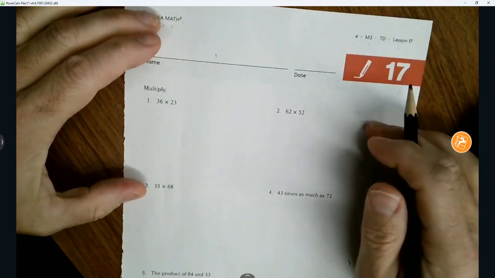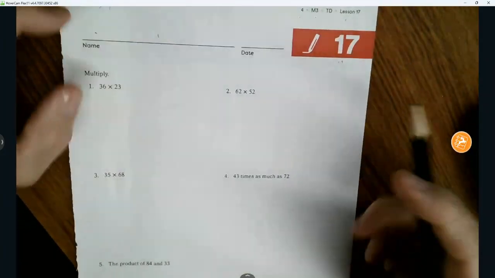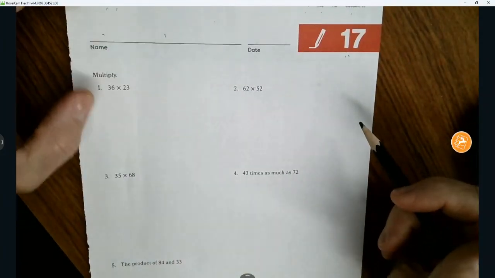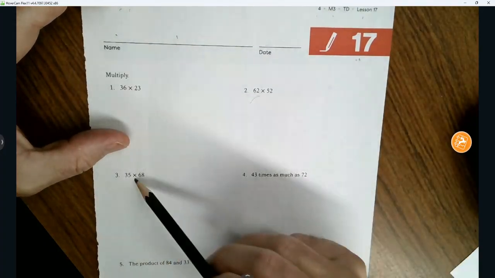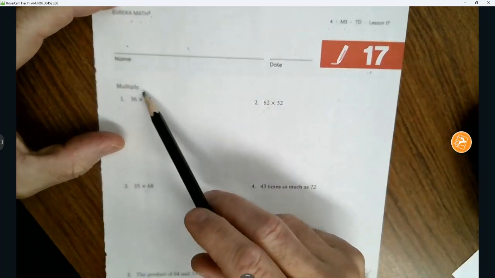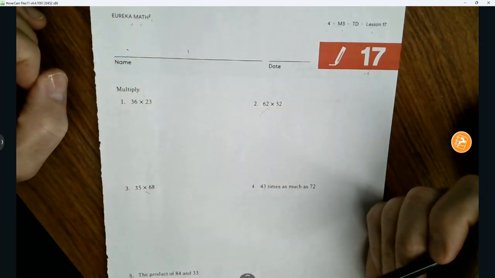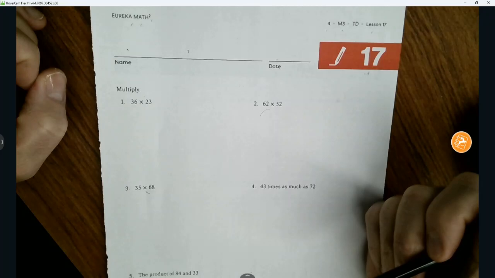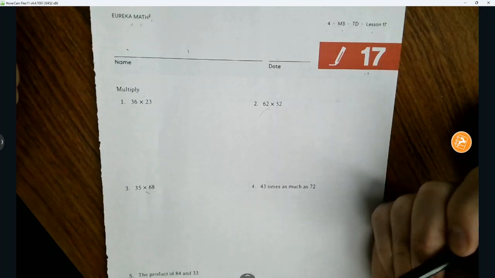All right, so let's look at what we got today. We're on lesson 17, pages 113 and 114. On page 113, we have 5 problems. Let's look at these. It just says multiply. It doesn't tell you how to do it. So let's do this a couple different ways.